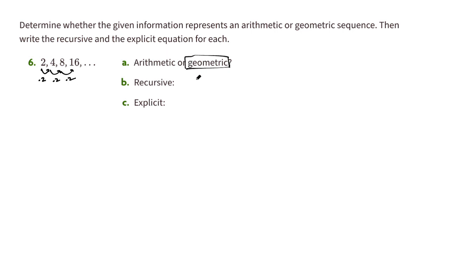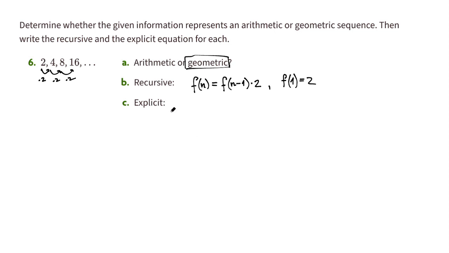The recursive equation is f of n, which represents the number in the nth position. This is the first position, second, third, fourth, and so on. We get that by taking the number in the position before that, f of n minus 1, and then multiplying by 2. And every time we have a recursive equation, we should indicate our starting value. We are starting here with f of 1 equaling 2. The first number is 2.